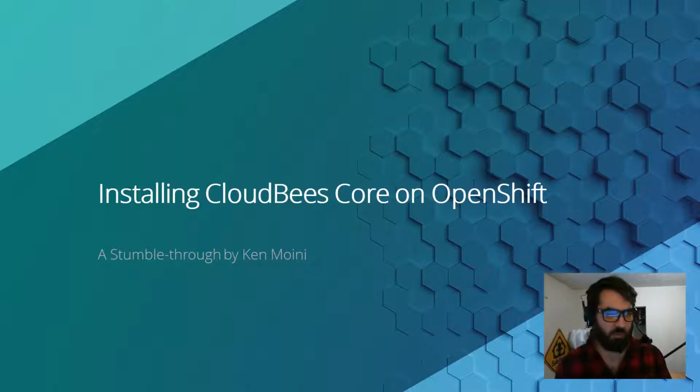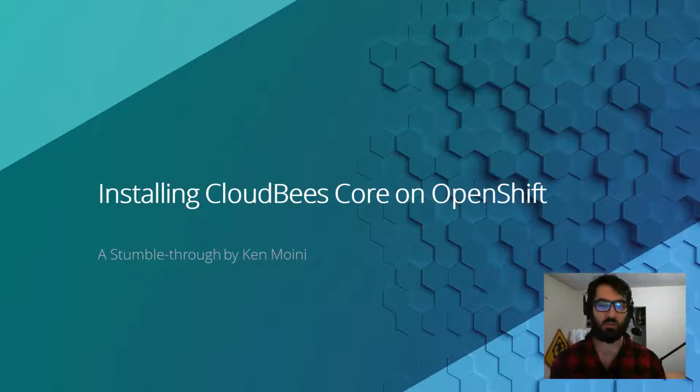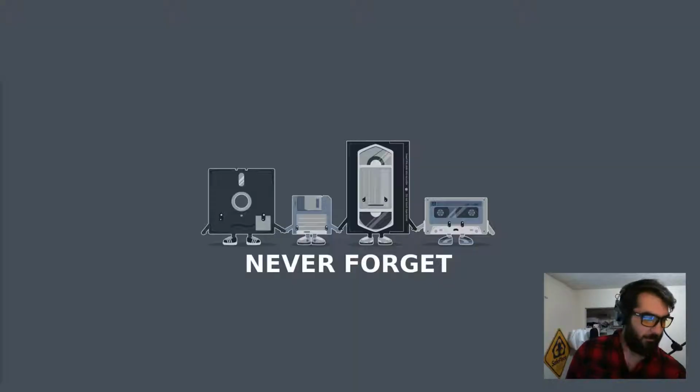Today what we're going to do is install CloudBees Core on Red Hat OpenShift, which should be a pretty easy and pain-free process. I've done it a couple times. It's actually extremely easy to install these two enterprise applications to make them work together, and we'll do that here today. So first off, let's go ahead and jump into OpenShift.